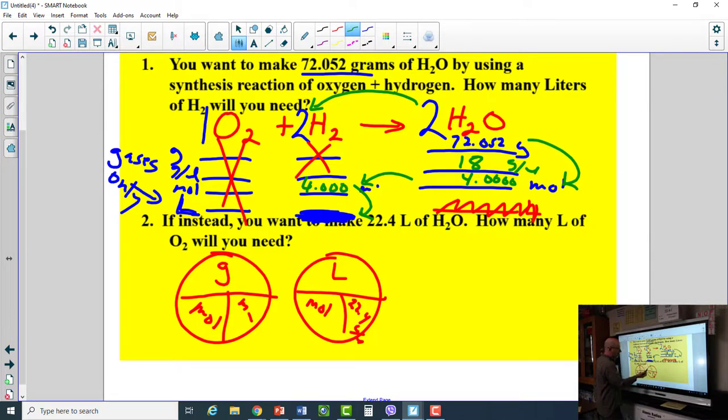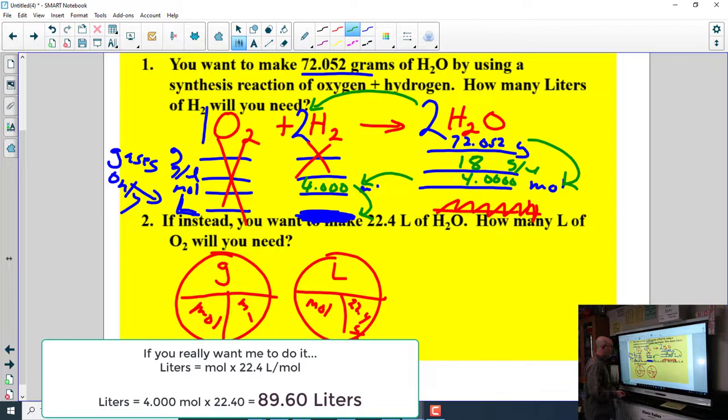All right, so now we want to get the liters of H2. To get liters, cover up liters, moles times 22.4, take 4, so it's 4 moles. So it's 4 times as big as the mole box. So 4 times 22.4, which is 88, isn't it? 89 point something. You can go ahead and calculate that.